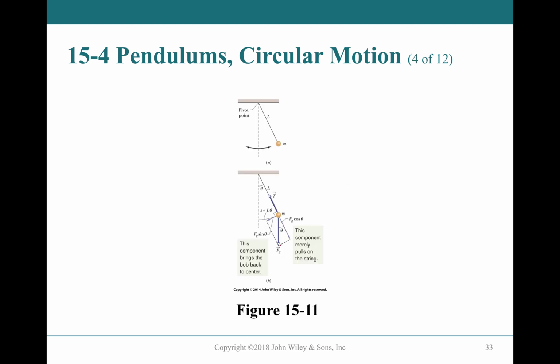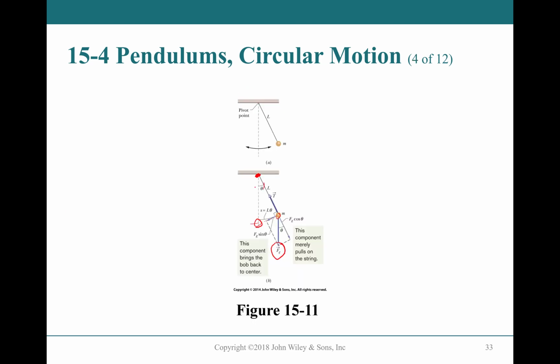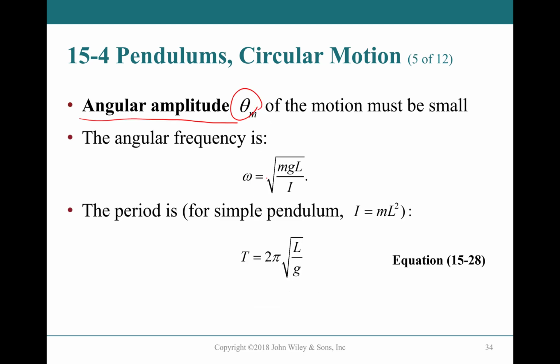So what is happening is this torque tries to make the bob go back to the equilibrium here. So you try to make the bob rotate around this pivot point here. And then we have angular amplitude theta. So what is theta? Theta is this little guy here. And we have our angular frequency, omega equals square root of mgL over I.